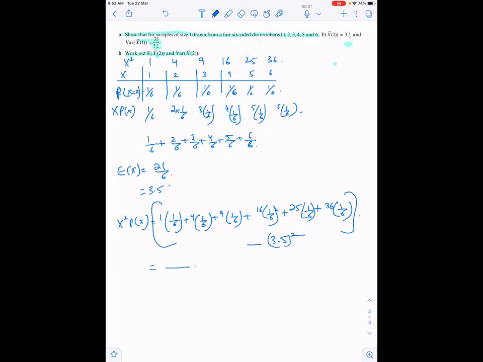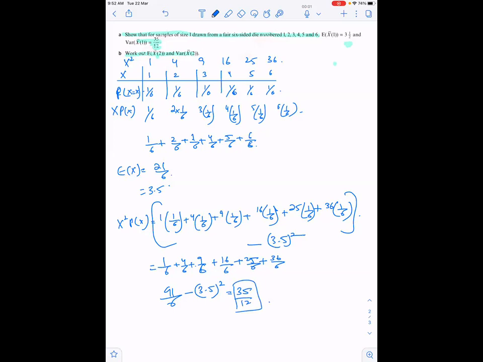Okay, fine. So I'm just quickly calculating this, keeping the denominator the same. So 1/6 plus 4/6 plus 9/6 plus 16/6, 25/6, and 36/6. Adding the numerators, 36 plus 25 plus 16 plus 9 plus 4 plus 1, that is 91/6, minus 3.5 squared. It's coming out to be 35 upon 12.